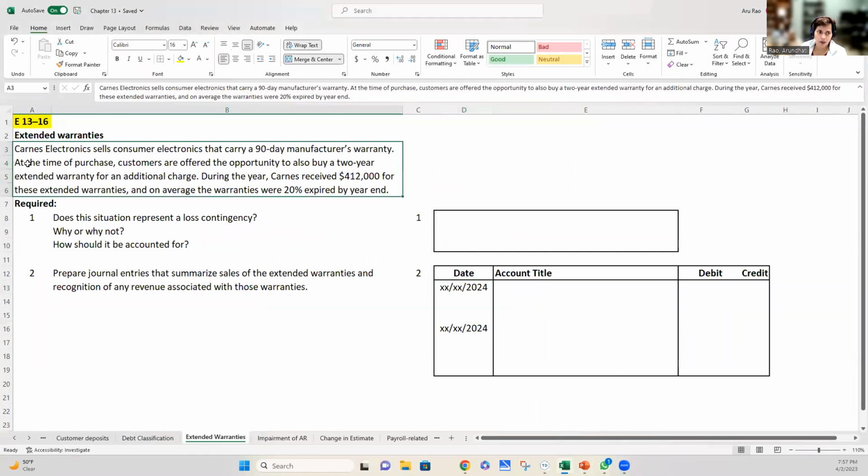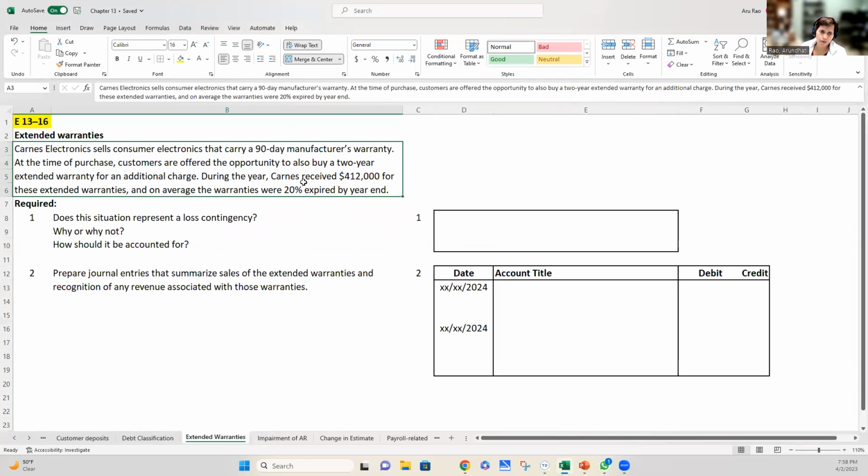So here we have an electronics company that sells consumer electronics that carries a 90-day manufacturer's warranty. At the time of purchase, customers are offered the opportunity to buy a 2-year extended warranty for an additional charge. So after the first 90 days, the 2-year period kicks in. And for that, I'm the seller. I'm going to charge you, the customer, for it, which means this is a sales contract.